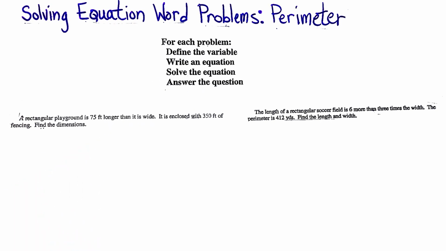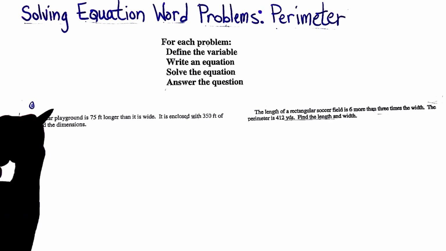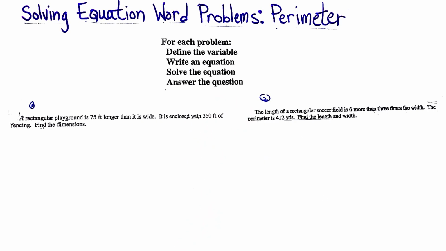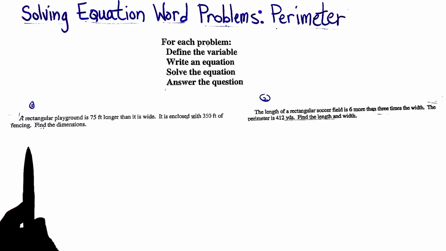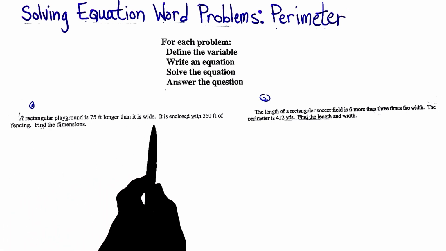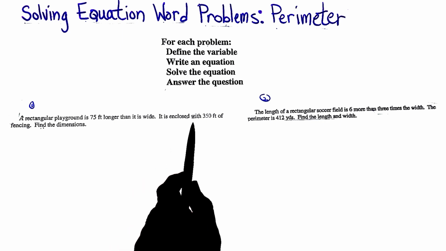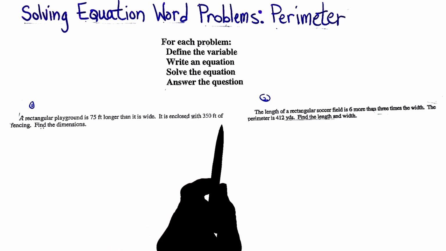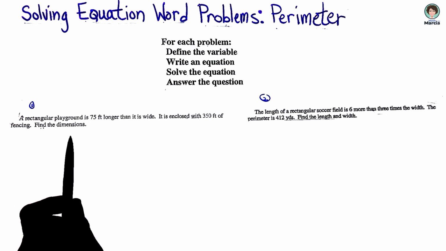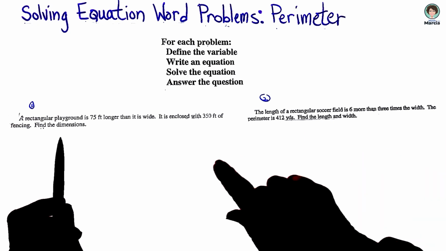So for these perimeter word problems, yes, of course, we're going to read the problem, and then I like to draw a picture and label it. So let's look at question number 1. A rectangular playground is 75 feet longer than it is wide. It is enclosed with 350 feet of fencing. Find the dimensions. Okay, well, let's start by marking the text.